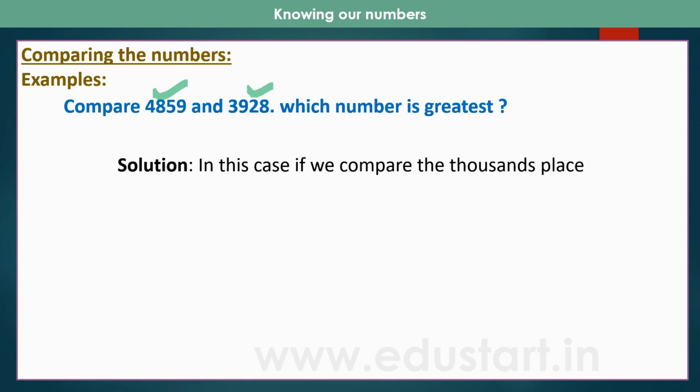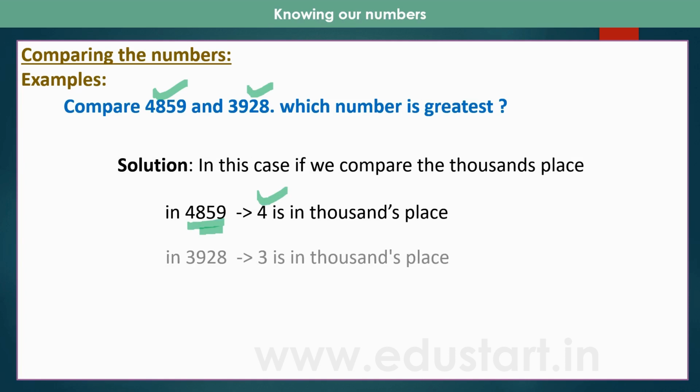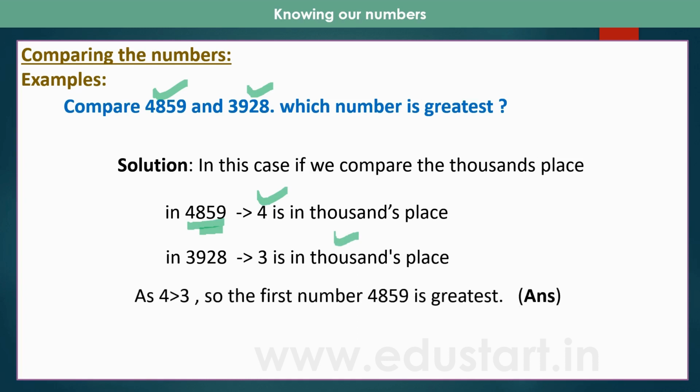Solution. In this case, if we compare the thousands place, for the number 4859, 4 is present in the thousands place. And if you see 3928, 3 is in the thousands place. So we know 4 is greater than 3. So the first number 4859 is greatest.